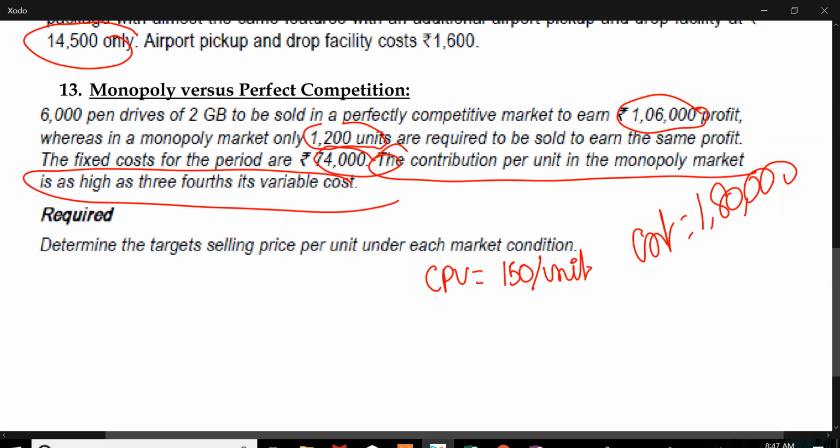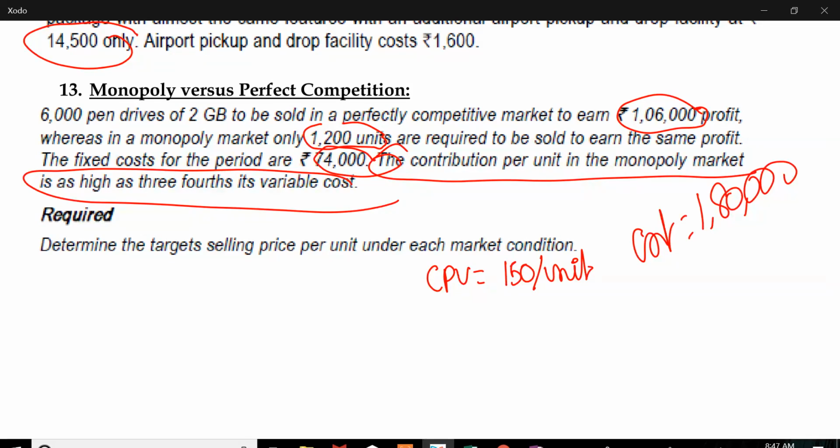Now listen, contribution is as high as 3/4 of its variable cost. Can you tell me what will be the variable cost? So what is that number? 200 will be the variable cost, because they said contribution is as high as 3/4 of its variable cost.